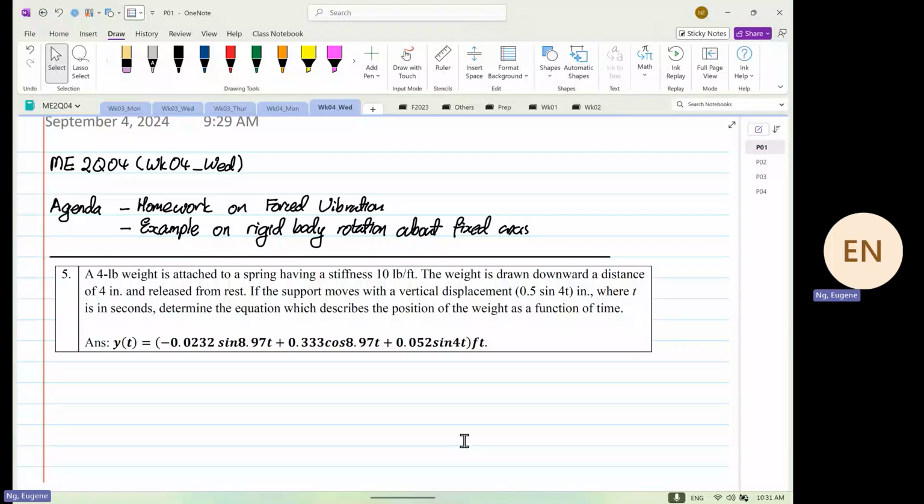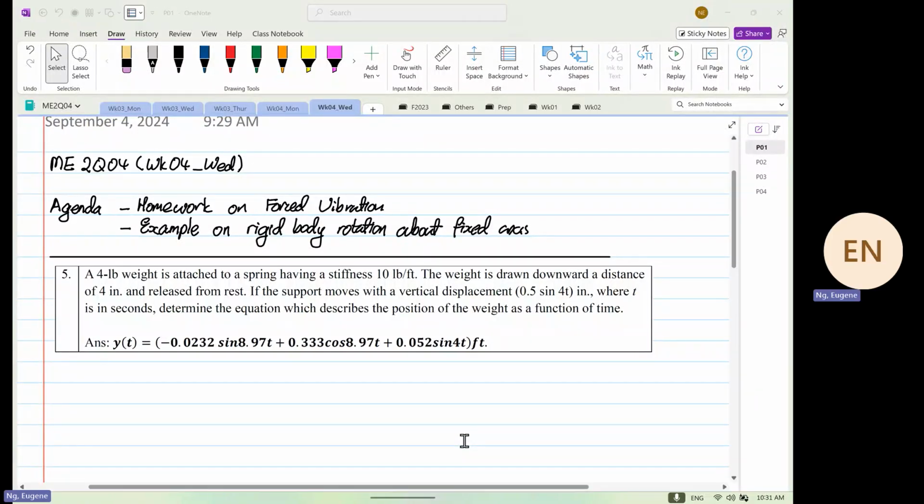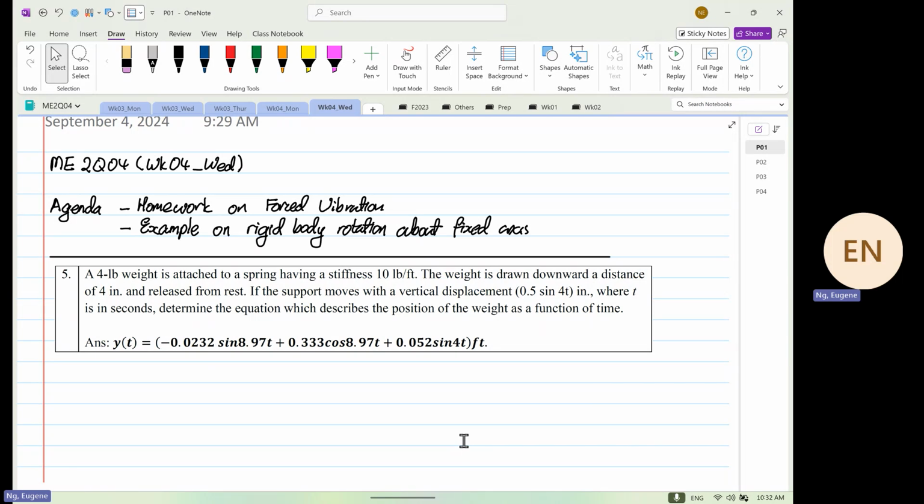Today I'm going to continue the homework question on forced vibration. And then I'm going to go into an example on rigid body rotation about a fixed axis.